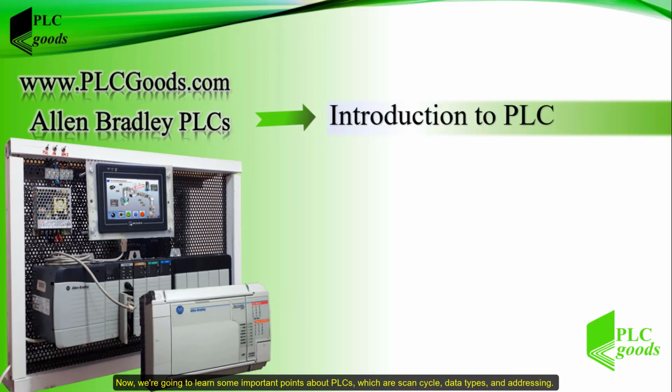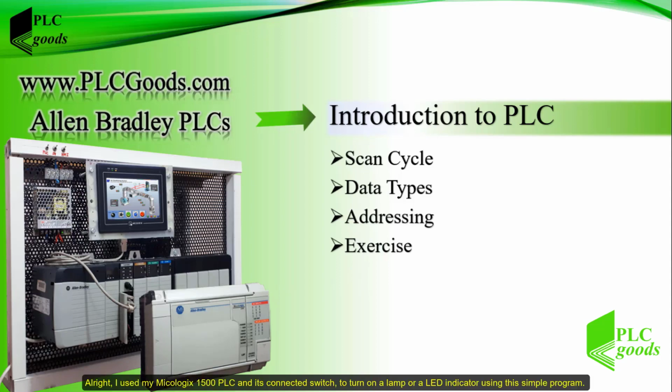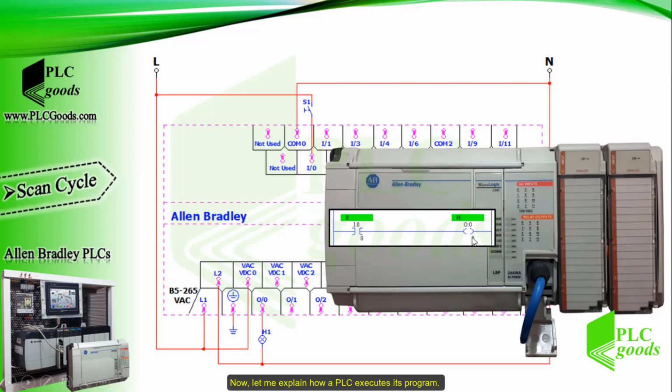Now, we are going to learn some important points about PLCs, which are a scan cycle, data types, and addressing. Then we will do a simple industrial circuit with PLC. Alright, I used my MicroLogix 1500 PLC and its connected switch to turn on a lamp or an LED indicator using this simple program. Now let me explain how a PLC executes its program.